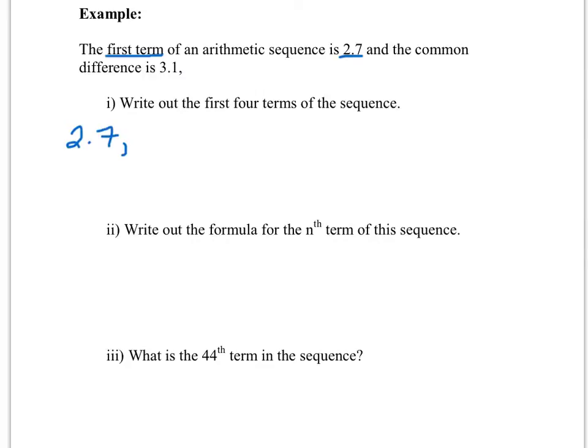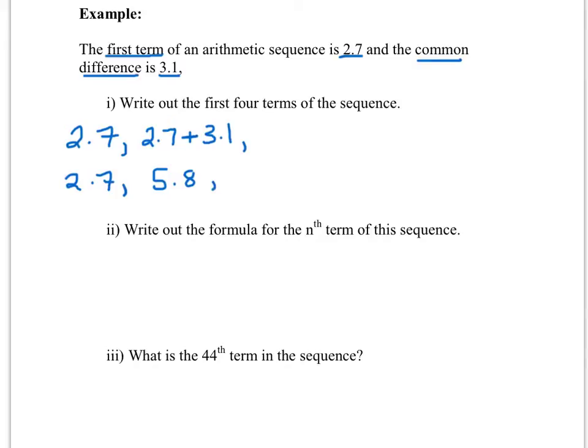Now we're also told the common difference, and the common difference is 3.1. And to generate an arithmetic sequence, we add the common difference to the previous term. So to get the next term, we take 2.7 and we add 3.1 to it. So the sequence will look like 2.7 is the first term. The next one is 2.7 plus 3.1, which turns out to be 5.8, comma.